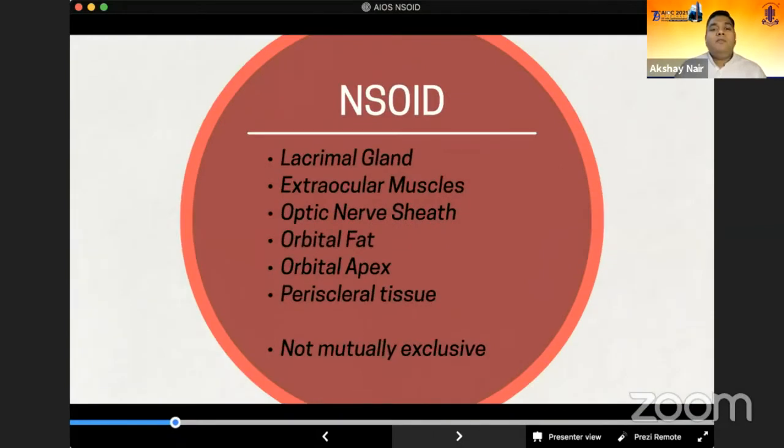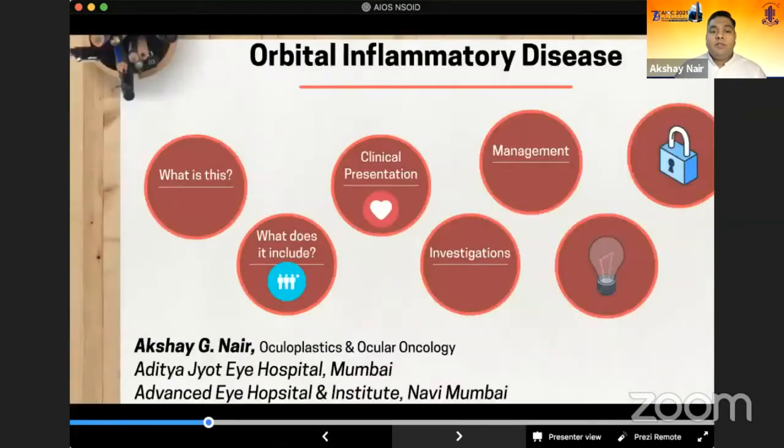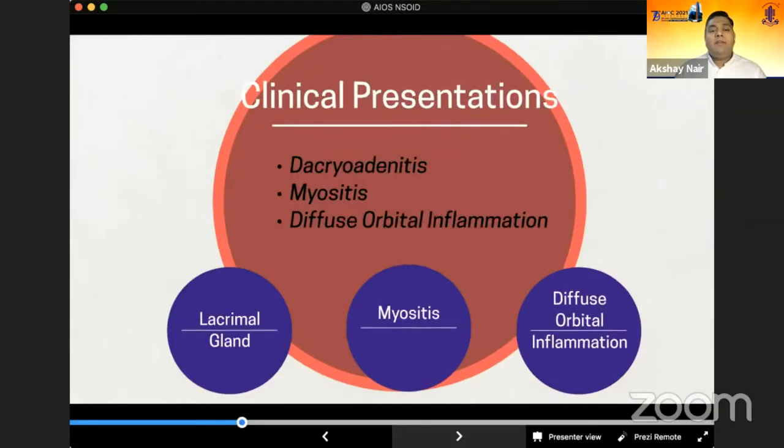Now, what does this include? This orbital inflammatory disease can affect any of these structures that we see: the lacrimal gland, the extraocular muscles, the optic nerve sheath, the fat within the orbital apical structures, or even the periscleral tissue around the globe. And these are not mutually exclusive. You can have overlapping structures being associated and therefore a complex presentation. So typically, how does it present? I'll cover 3 clinical scenarios that we commonly see.